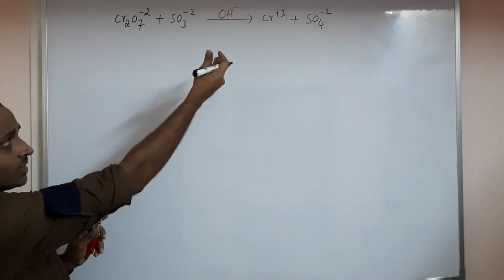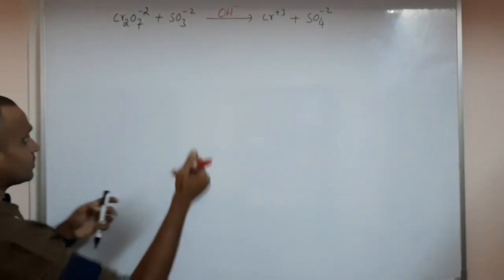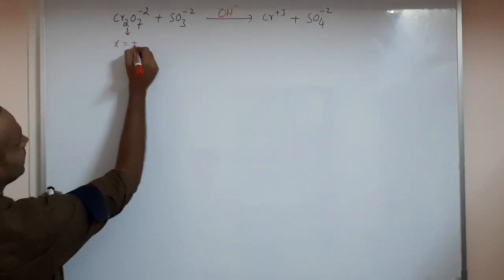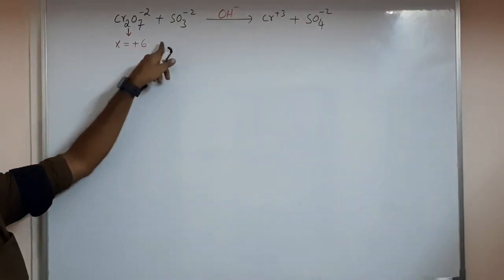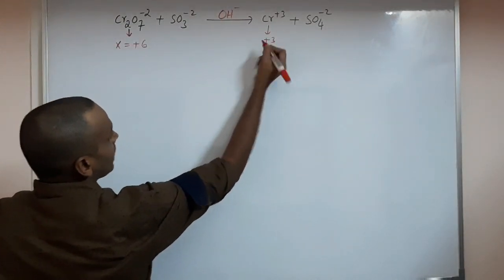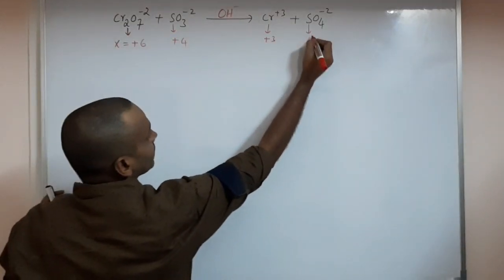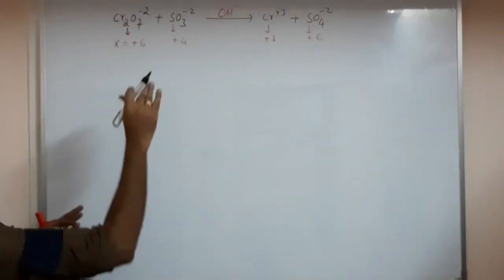Same story, this I gave you as homework. In acidic medium I gave it, so the same we will do in basic medium. Everybody knows the chromium oxidation state: 2x plus 7 into minus 2 is equal to minus 2, so x is plus 6. Here chromium is plus 3, here sulfur is plus 4, and here sulfur is plus 6. So like this, you know this conversion.